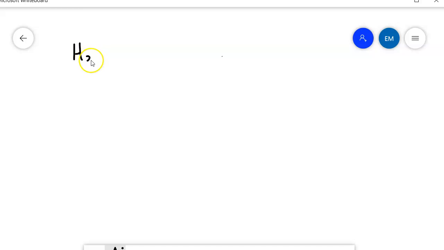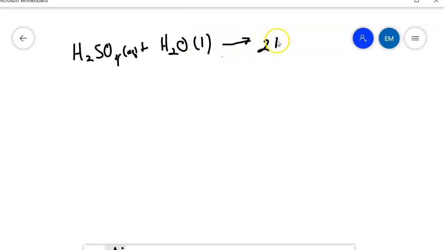Sulfuric acid, you can see it has 2 hydrogens on it. And in principle, plus water, this is all aqueous liquid. In principle, it can give you 2 H3O plus, so there's going to be 2 of these, plus SO4 2 minus, in principle.